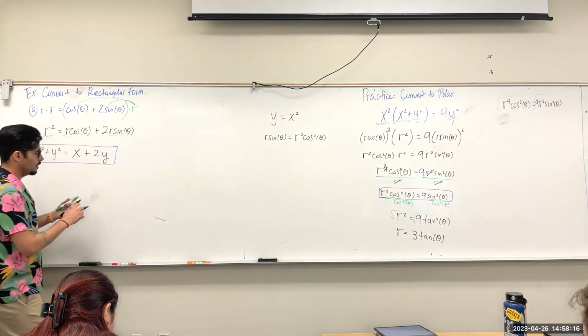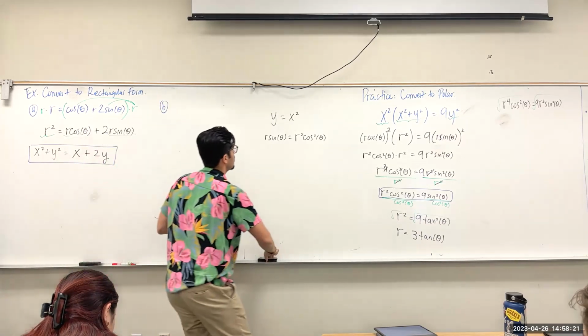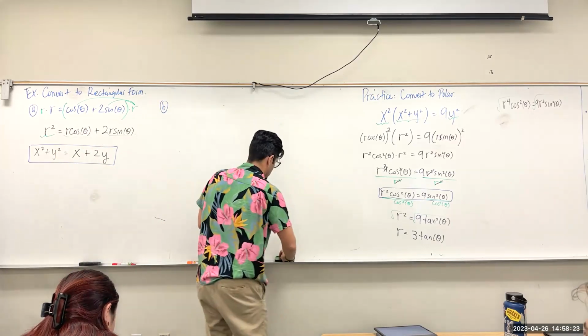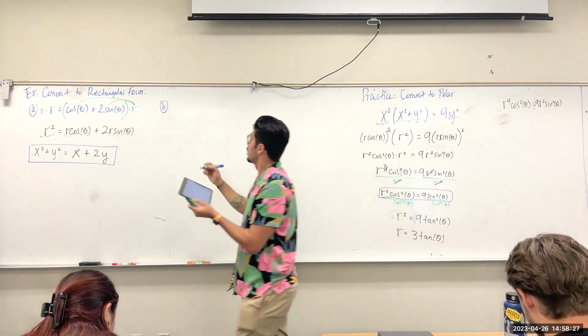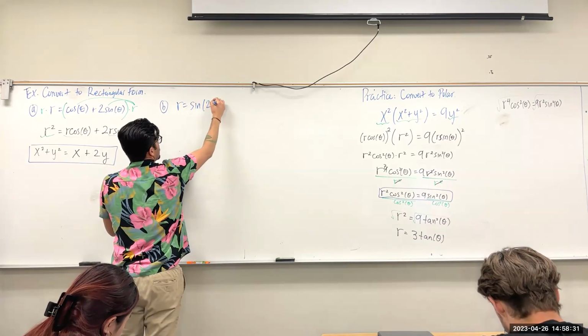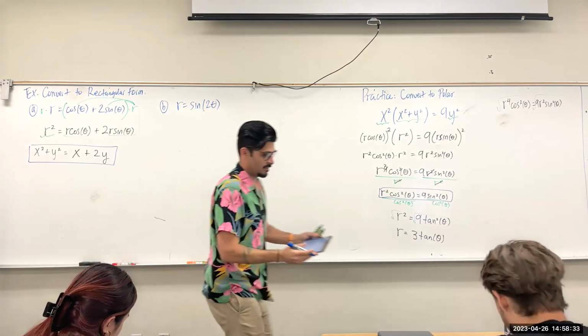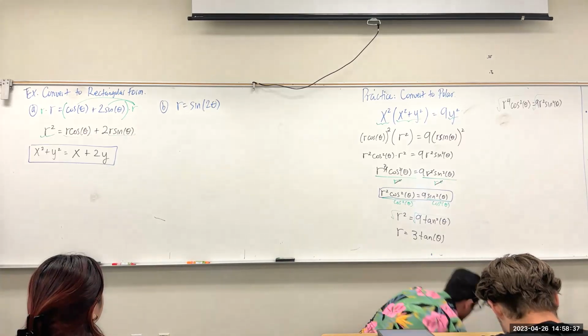Okay. The last example, let's take a look at this one. Let's put it side by side. The last one here we have is 2 theta there.